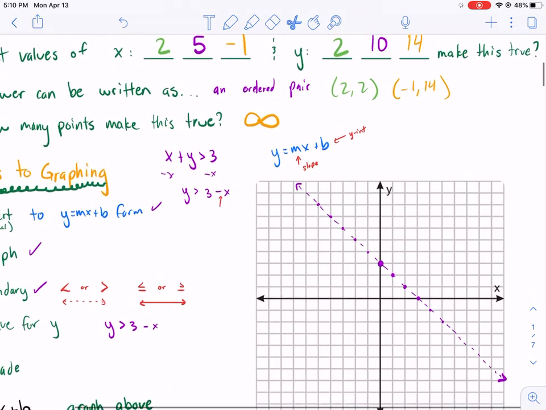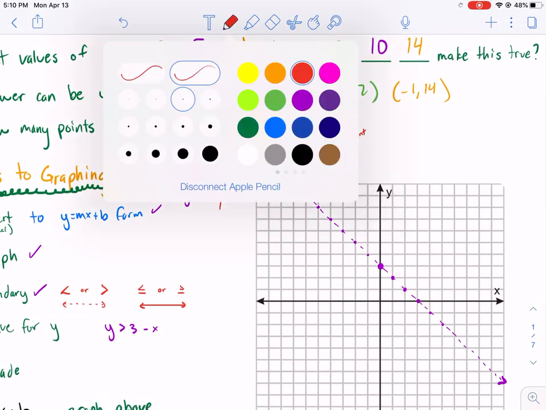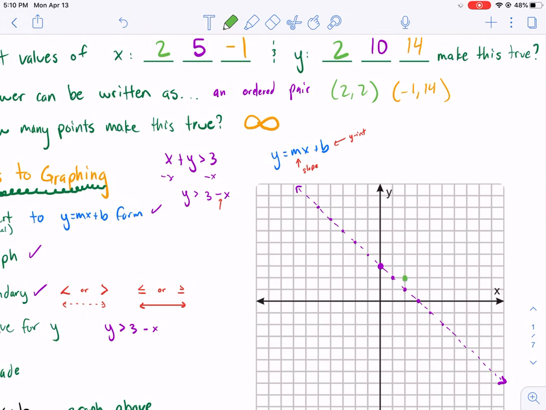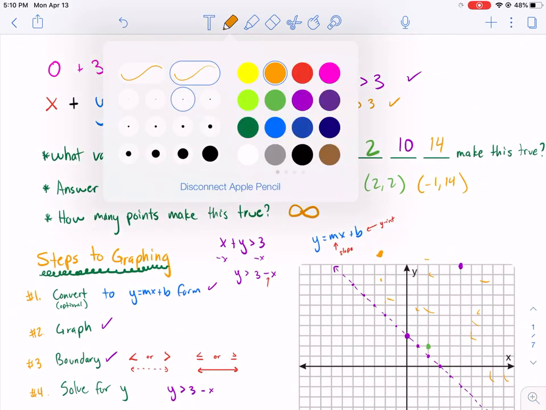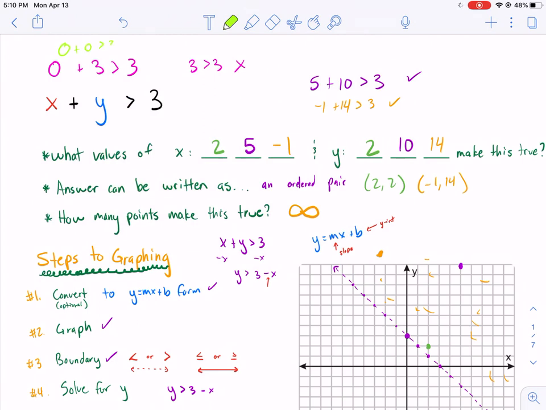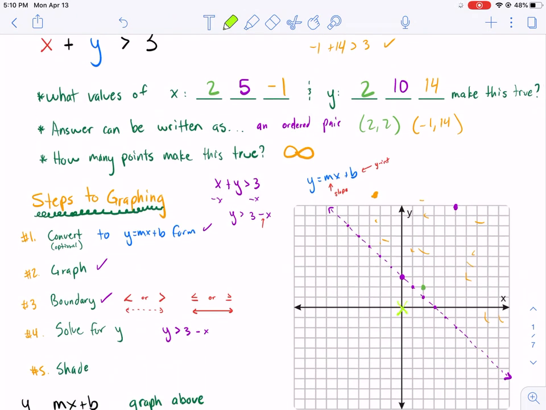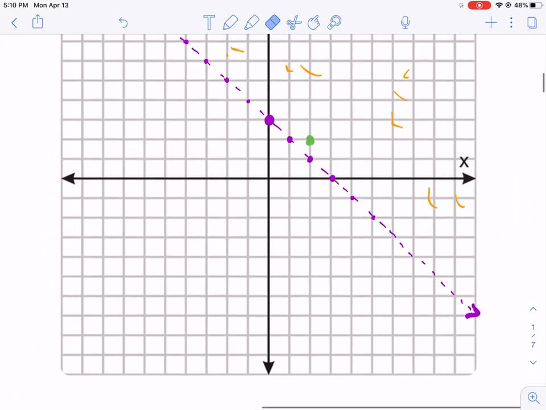Now we came up with 3 over here. We came up with 2, 2. That was a point right here. We came up with 5, 10. That's somewhere, let's just say up there. And we came up with -1, 14. So somewhere over here. I know it's off the grid. But we're talking about here, here, here, anywhere over here. But what about 0, 0? Can we put 0, 0 in there? Is 0 plus 0 bigger than 3? It is not. So we can't include this point, we can't include there, there, there. As it turns out, it's all the places that are above the line.